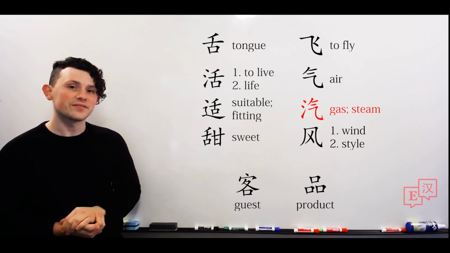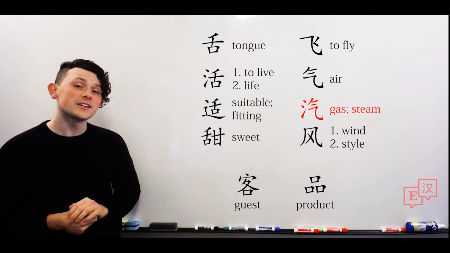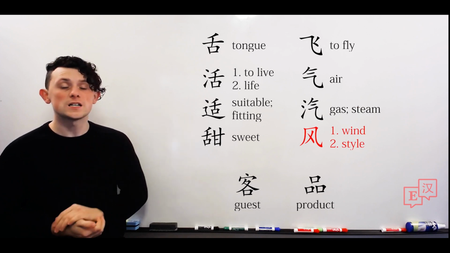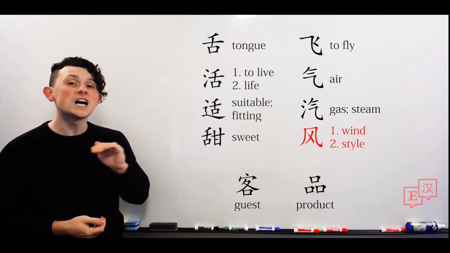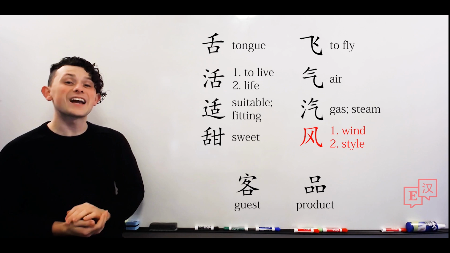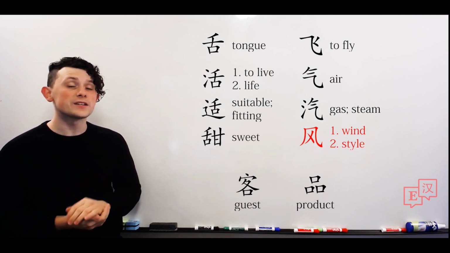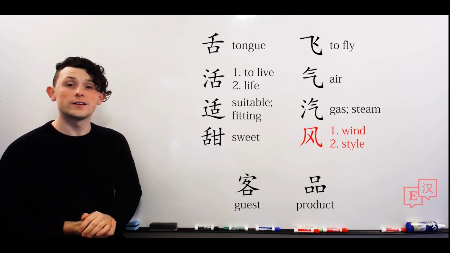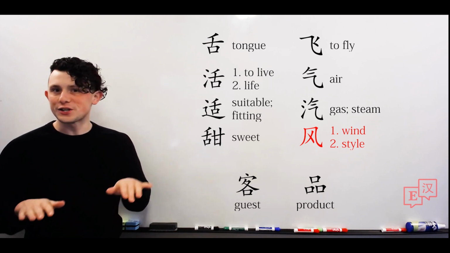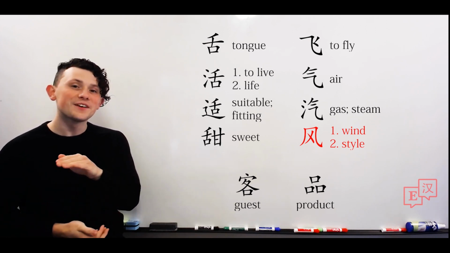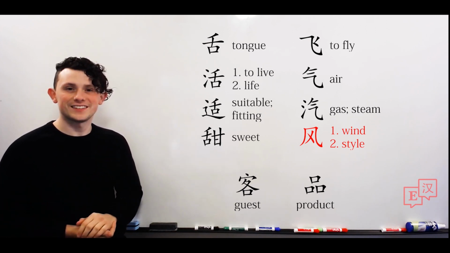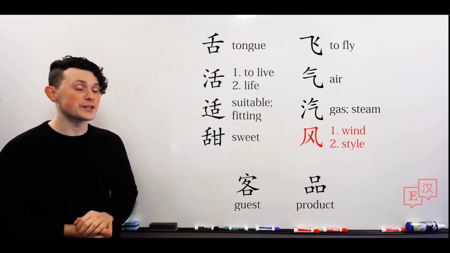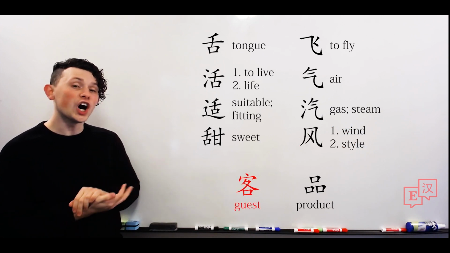Qi. And lastly for the set, feng. Feng. This character means wind or style, because our styles kind of change with the flow of the wind. Feng. Now our last 2 characters for today, ke.